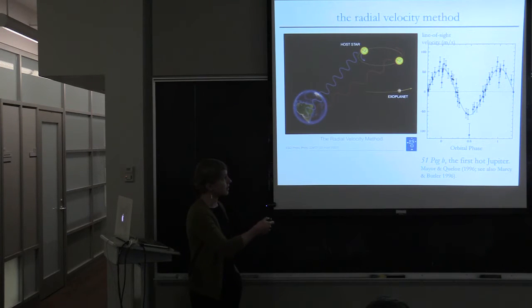So this is data, the line-of-sight velocity of 51 Peg, as it evolves in time. And this motion is attributable to the presence of a hot Jupiter. And this was actually the first planet observed around a main sequence star, 51 Peg b.